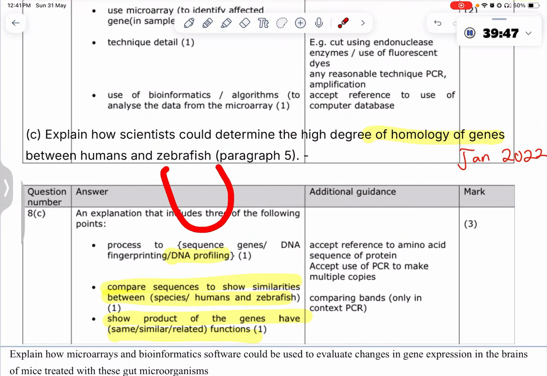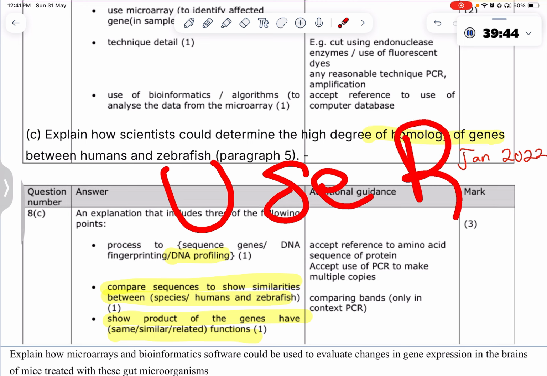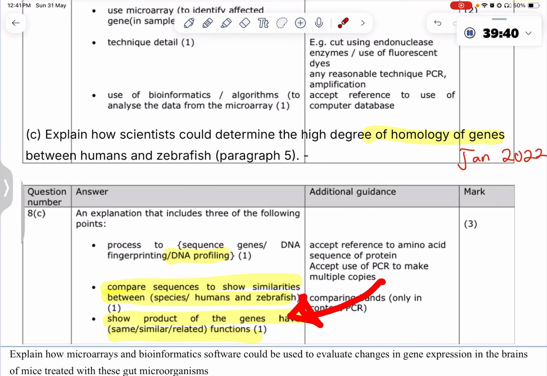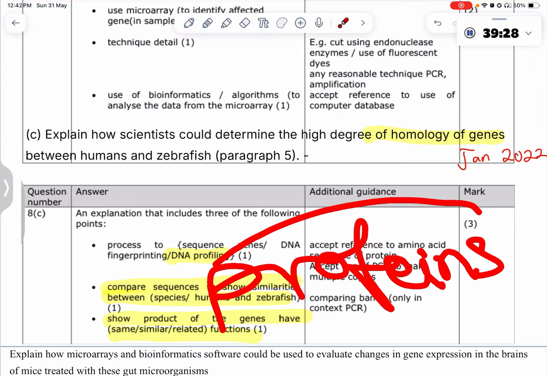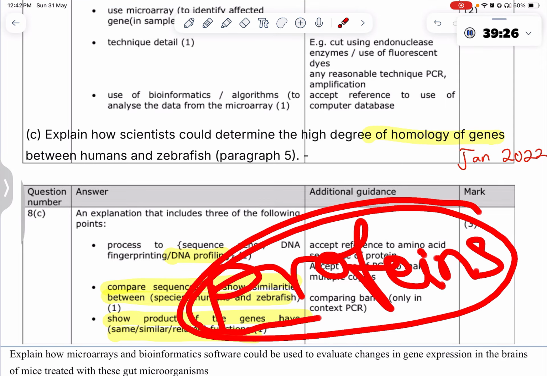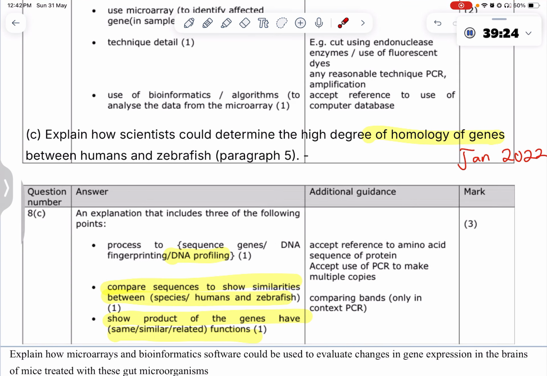And also, we must use bioinformatics to identify these genes. Plus, the last point would be that you must show that the products of genes have similar functions, meaning that the proteins coded by the genes are having the same function, not an entirely different function. They both contribute to the same function in the 2 different organisms.